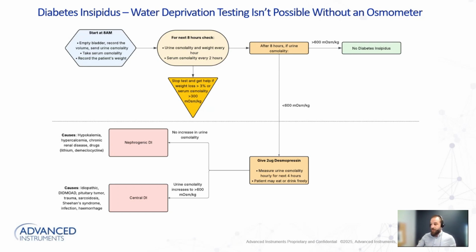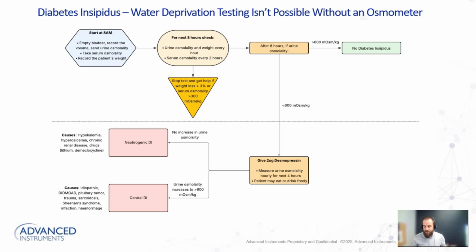After providing the desmopressin, for the next 4 hours, if there's no increase in that urine osmolality, then you know that even in response to that antidiuretic hormone analog, there's no increase in your kidney's ability to concentrate that urine. So we know the diabetes insipidus that we identified from the first part of this test is nephrogenic in origin, which means it can be caused by a number of things that we've listed there on the right: chronic renal disease, different drugs the patient might be on, hypercalcemia, hypokalemia, things like that.